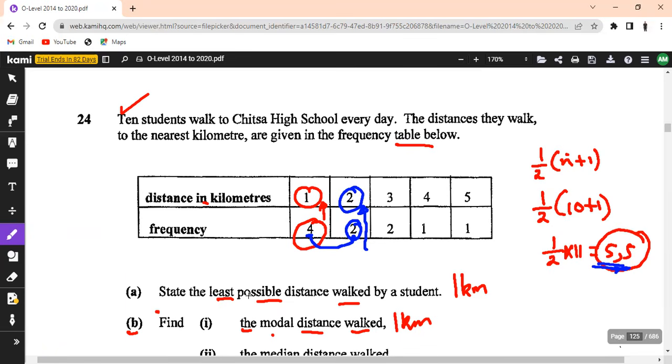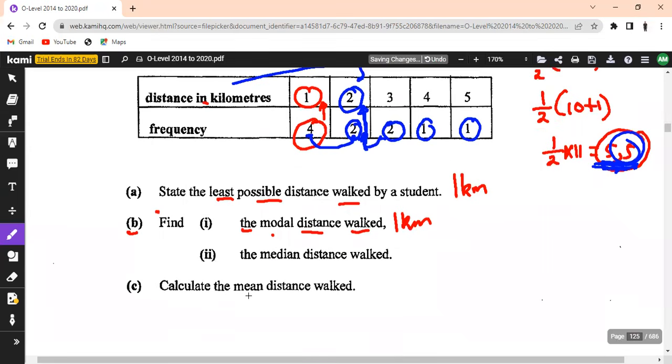Or you can even use this direction, 1 plus 1, that is 2. We are still less than 5.5. We add again, 2 plus 2, that is 4. So now you are at 4, still you are less than 5.5. The moment you add 4 plus 2, it's now 6. You have exceeded 5, which means this 5.5 occurred in this region. And that region, what is the distance in that region? This is the answer that you need, the distance, which is 2, because we need the median distance. All right, so it is going to be 2 kilometers.